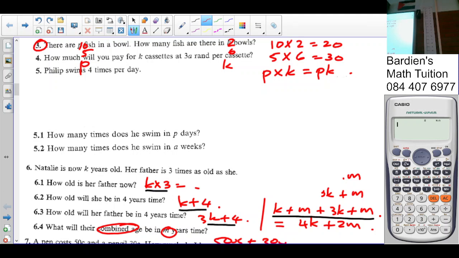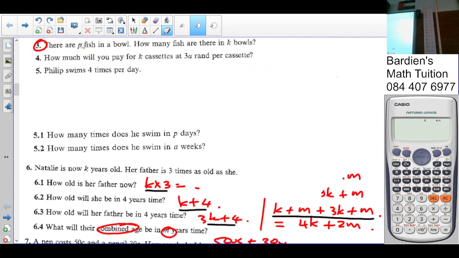Nice. Alright, so the answer is PK. And I ask you to do number 4 as well. That answer is PK. How much will you pay for K cassettes at 3A rands per cassette?